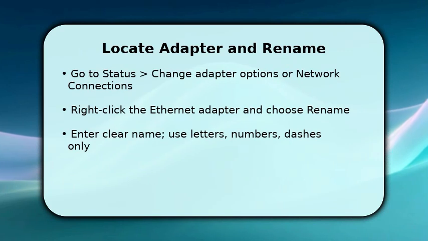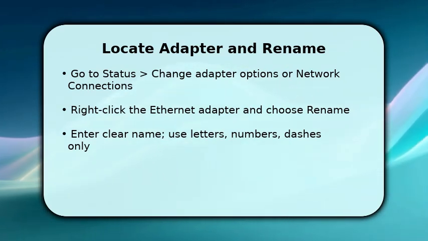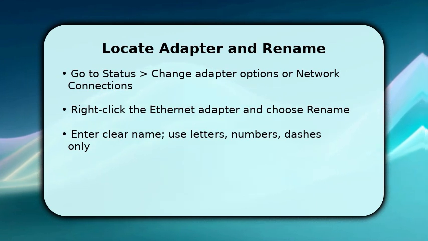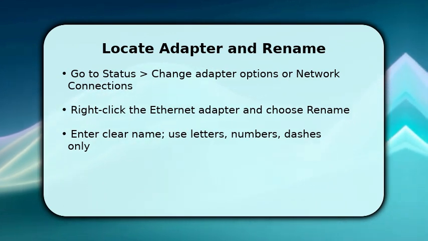You locate the Ethernet adapter in Network Connections. On Windows, that's Status, Change Adapter Options. Once you see the adapter, right-click and select Rename.